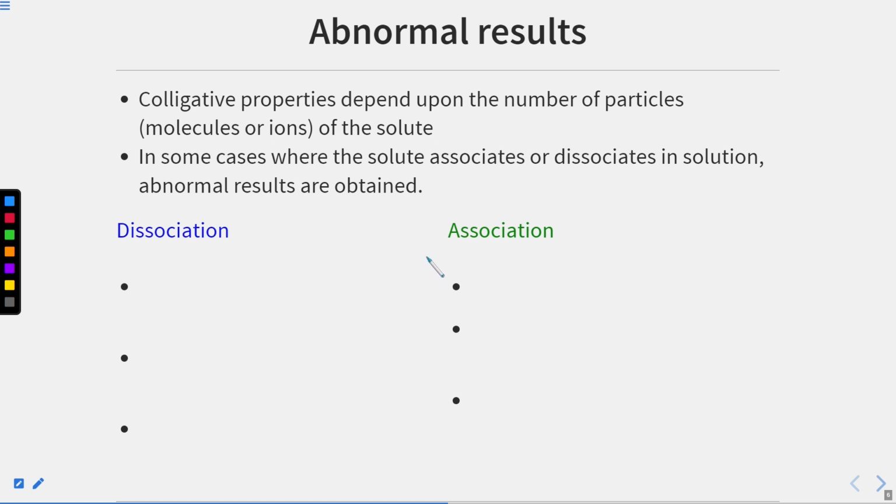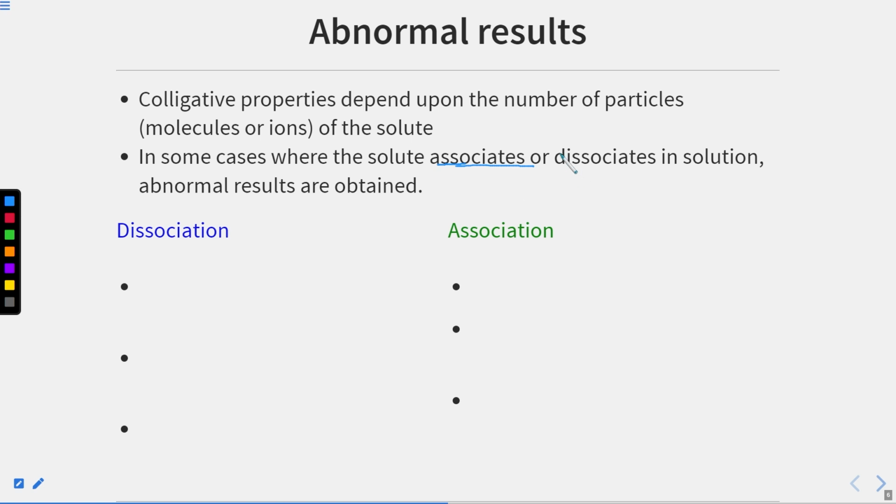So what are the cases? The first case is association. There may be the case that two molecules dimerize or three molecules trimerize to give one molecule, or you can say one entity. Then in that case the colligative property calculated will be wrong. Why? Because we have taken a greater number of particles, because now three particles are acting as one particle.